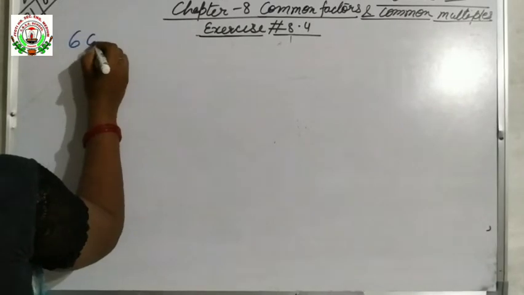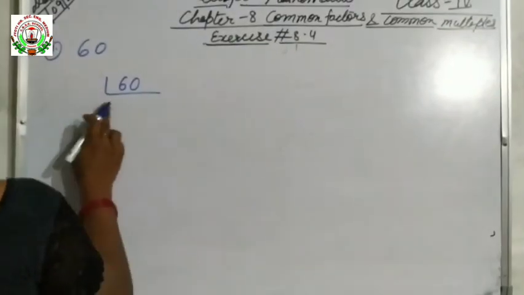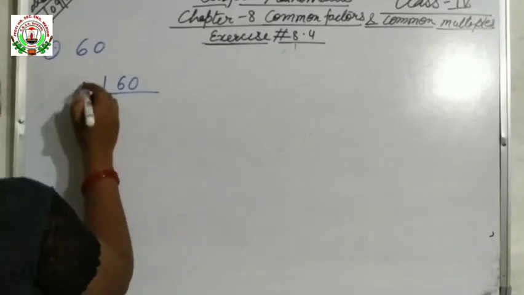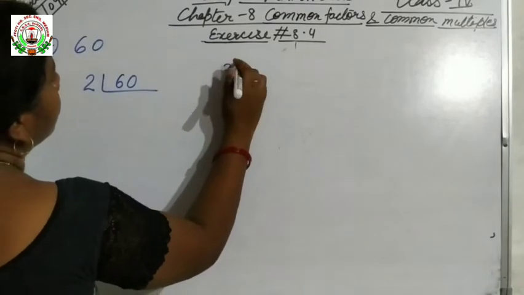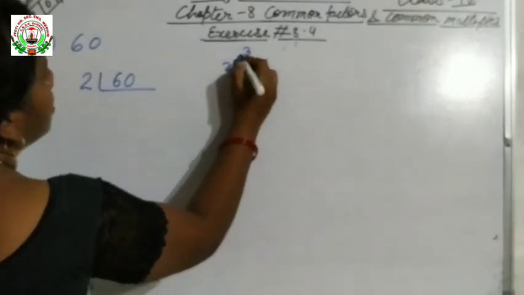The question given is 60. First we will use the division method. So we will divide it. The smallest prime number is 2, so we will divide it by 2. 60, 2 threes are 6.